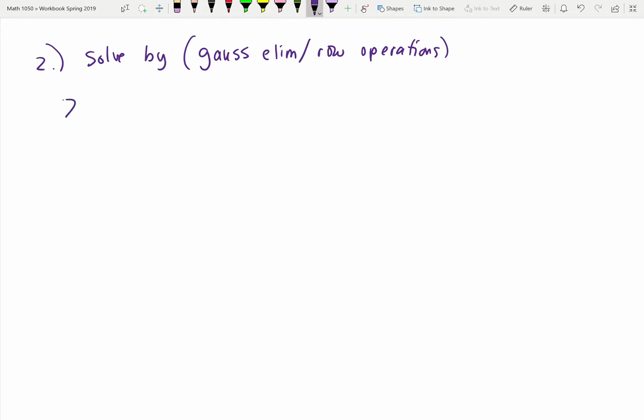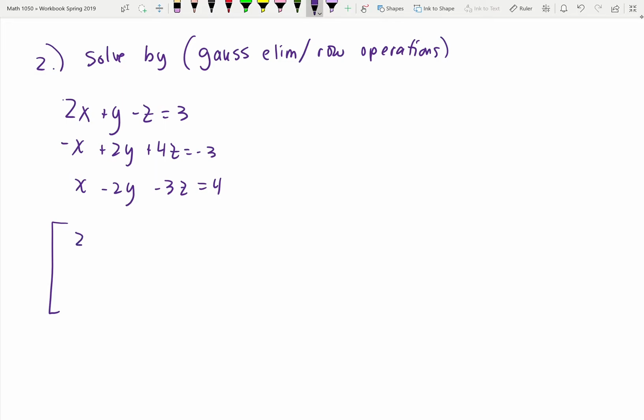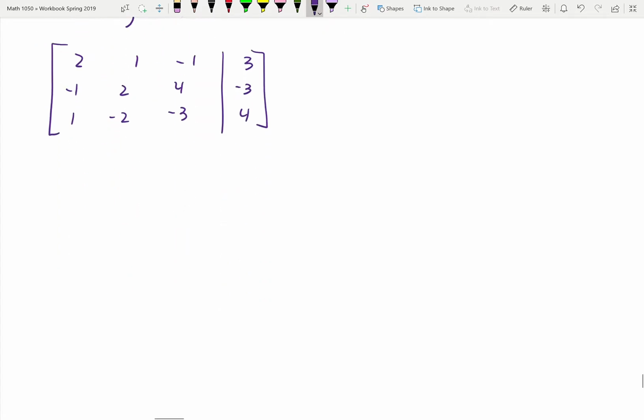yes, Gaussian. So go 2x plus y minus z equals 3, negative x plus 2y plus 4z equals negative 3, and x minus 2y minus 3z equals 4. Okay, so I'm going to use Gaussian. So 2, 1, negative 1, solid line 3. Next one, negative 1, 2, 4, negative 3. Next one, 1, negative 2, negative 3, 4. So Gaussian is just the one where you just have to get the 3 zeros.